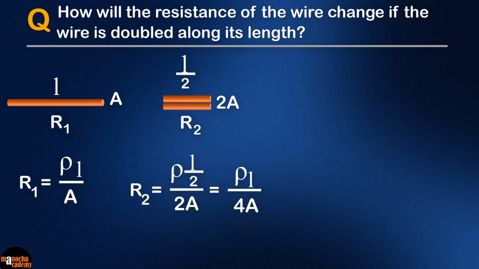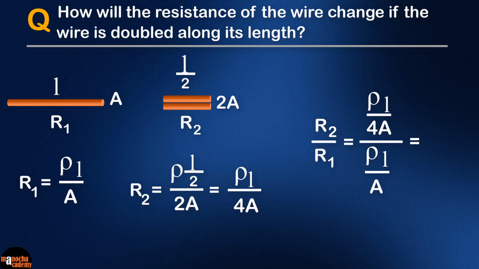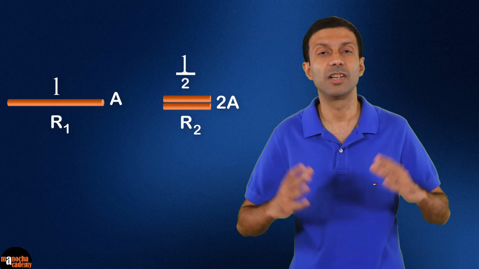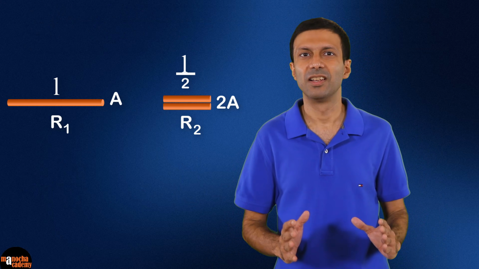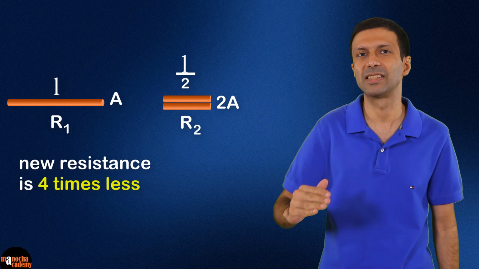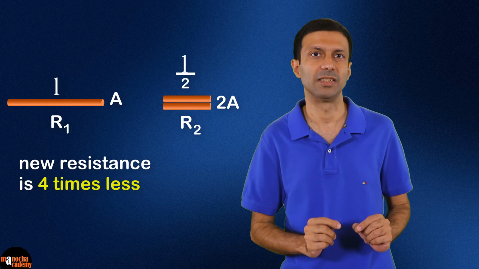To compare the new resistance R2 with the original resistance R1, the simplest thing is to find the ratio. So let's calculate the ratio of R2 to R1. We will get R2 by R1 equals rho L by 4A divided by rho L by A, and that's equal to 1 by 4. So we get R2 equal to 1/4 of R1. After doubling the wire along its length, the new resistance is 4 times less compared to the original resistance.